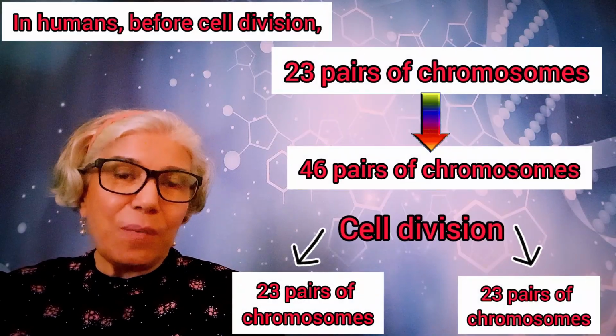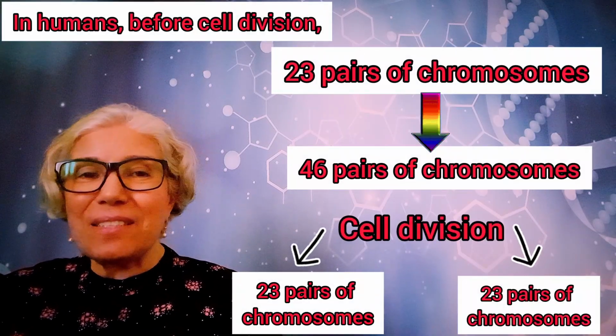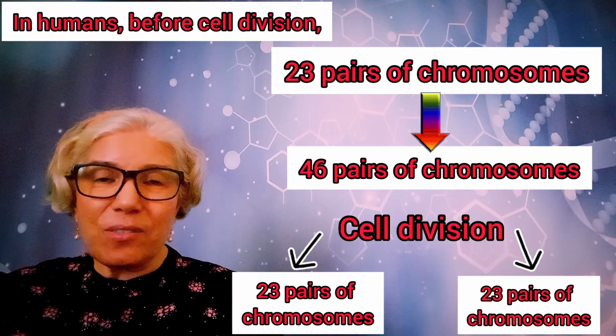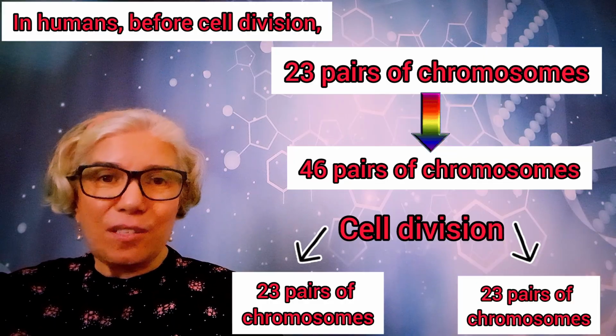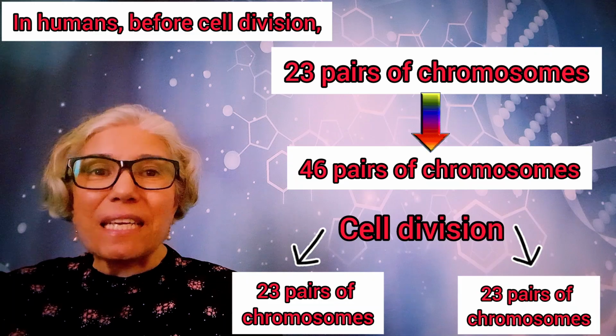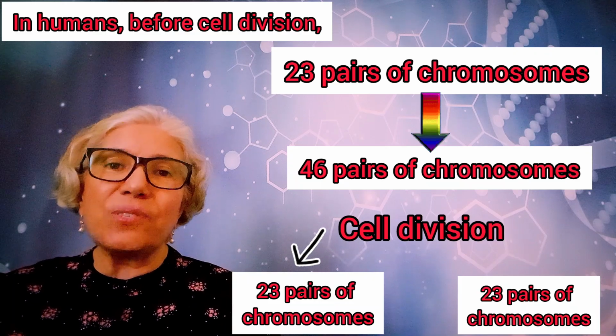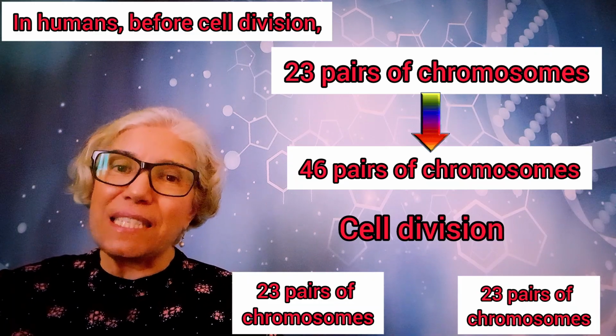This is to ensure that each new cell receives an exact copy of the DNA which was present in the original cell. For example, in humans, before a cell divides, all 23 pairs of chromosomes are replicated to form 46 pairs, so that following cell division, each daughter cell takes a full set, 23 pairs of chromosomes. Now, let us have a general look at the DNA replication process, which is vital for our existence and for life.